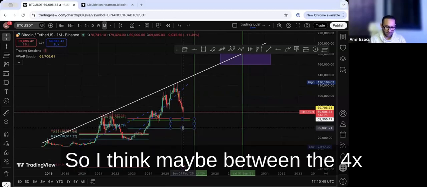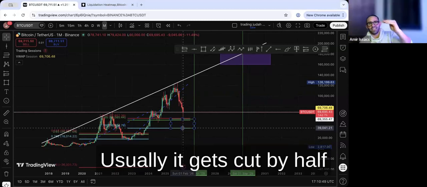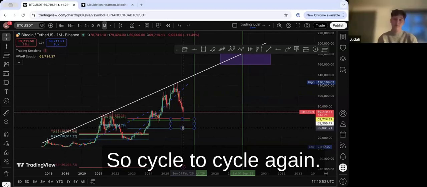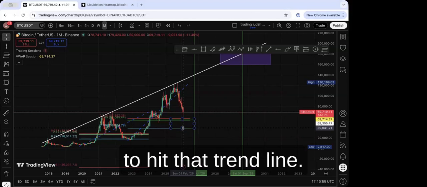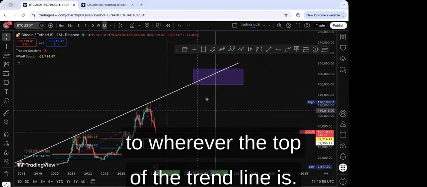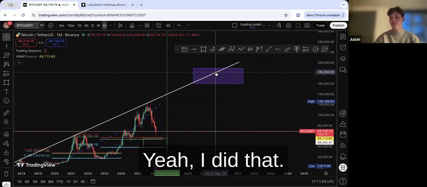So I think maybe between the 4x and then 6x we can expect. Yeah, usually it gets cut by half, somewhere around that. From cycle to cycle, it gets cut by half. My bet is it's going to hit that trend line. If you go out 35 months, go to wherever the top of the trend line is. That's the top. So go 35 months out. Yeah, I did that, 35 months.